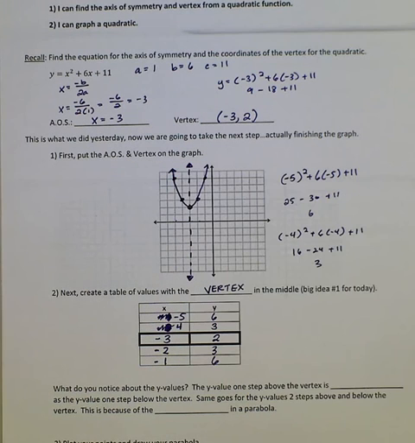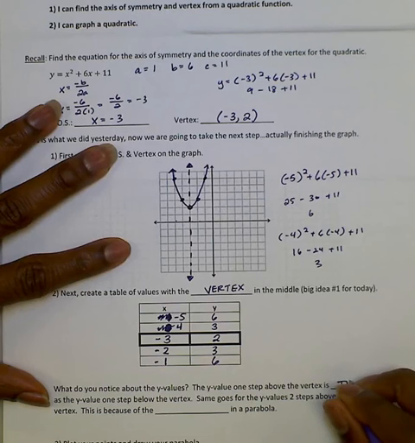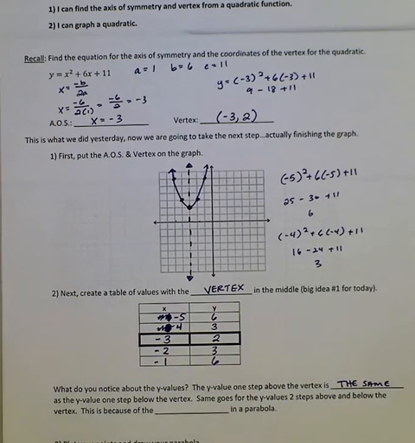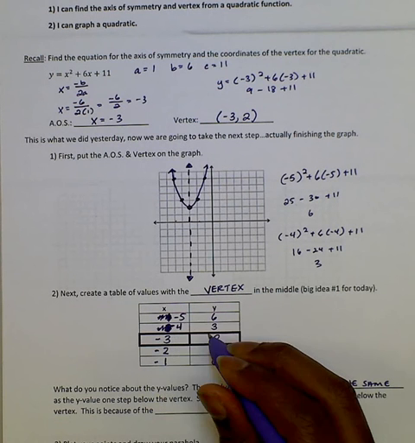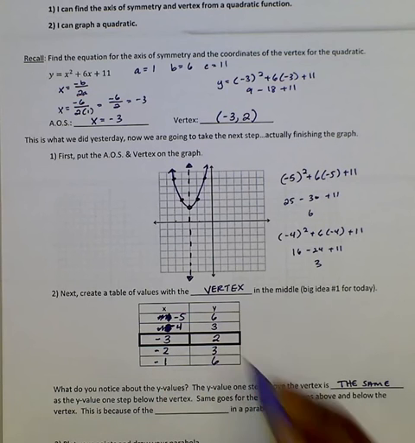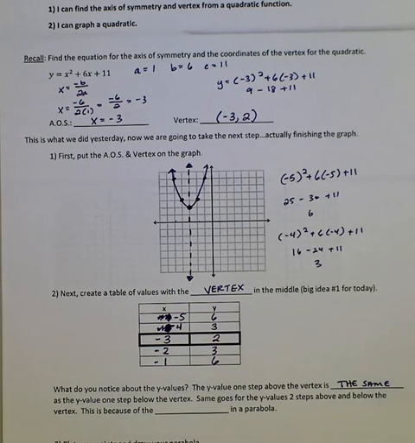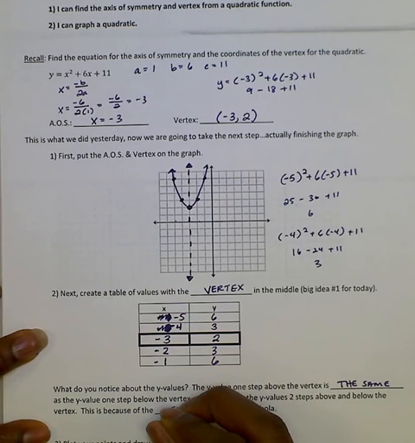Okay, and so what do you see about the y values? The y value one step above the vertex is the same as the y value one step below. And by that I mean when we're at negative 4, which is one less than negative 3, and negative 2, which is one more than negative 3, they're the same value. Okay? And this is because of the symmetry of a parabola.